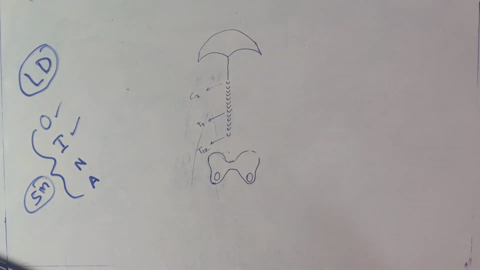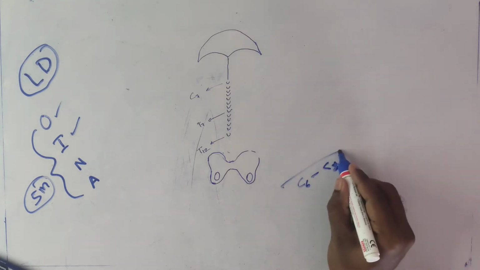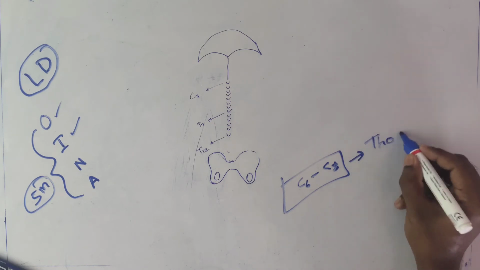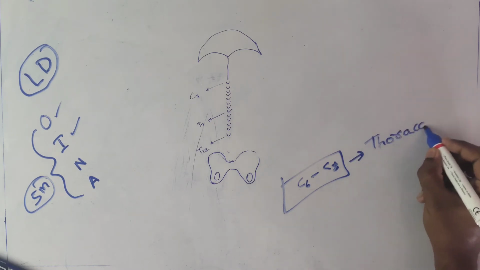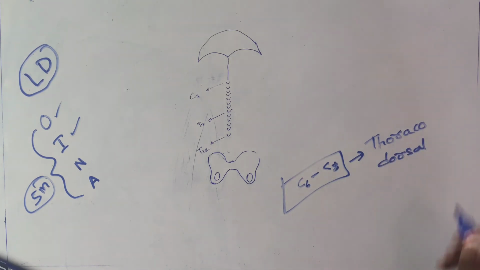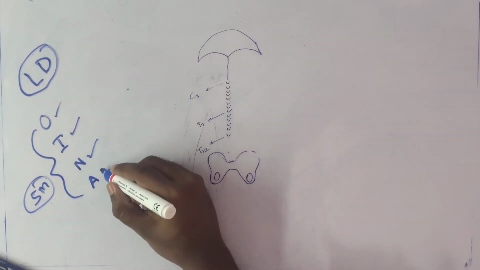Next comes the nerve supply. Nerve supply is from C6 to C8. That is the thoracodorsal nerve, from C6 to C8. This is about nerve supply. And then comes the action.